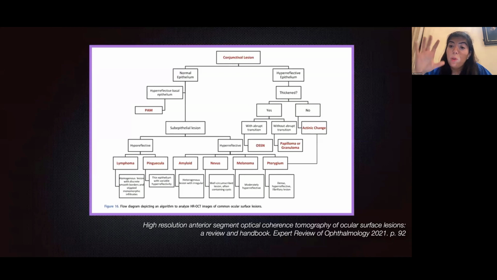I think this is a beautiful way to understand, okay, when you're talking about normal epithelium, is it hyperreflective? Is it subepithelial, hyperreflective versus hyperreflective epithelium? Is it thickened, yes or no? And then accordingly understand what it is that you're looking for. So in your practices, keeping this up by your anterior segment OCT will be a great tool for all of us.